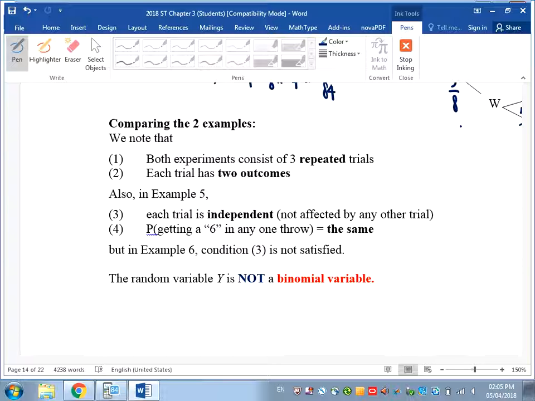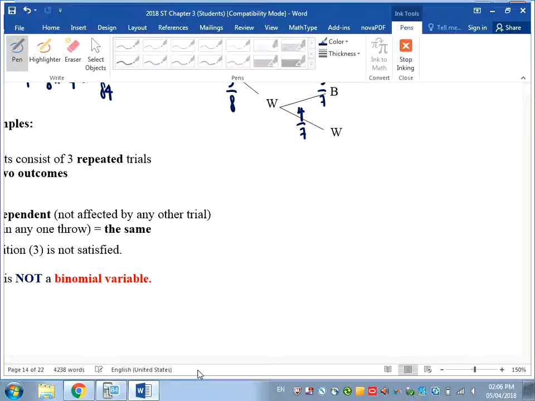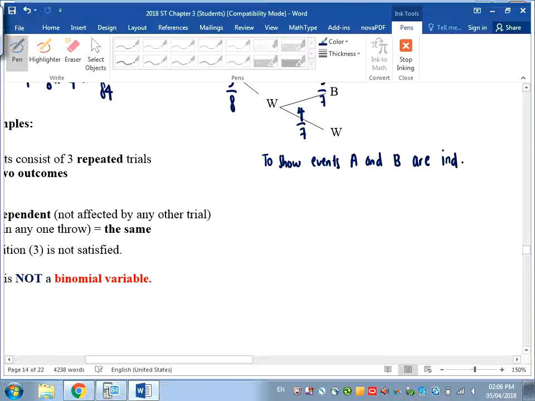Okay, so can we show that using numbers? Because if we just explain like this, probably it's not so clear. If I want to show that events A and B are independent, how do I show? Okay, so we should be very familiar with this. There are 3 formulas that we can show. We just need to show one formula is true, then we can show that A and B are independent. For a short form, I'll just write IND to represent independent.